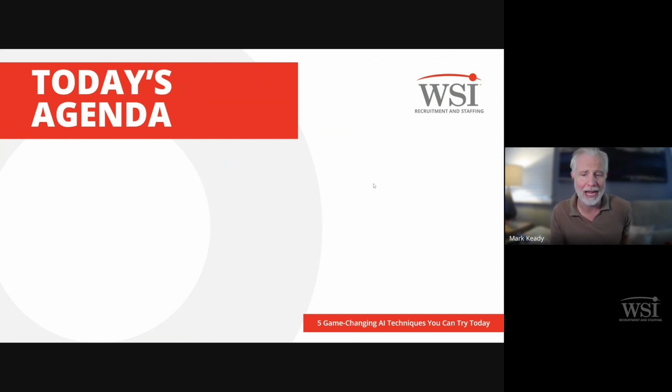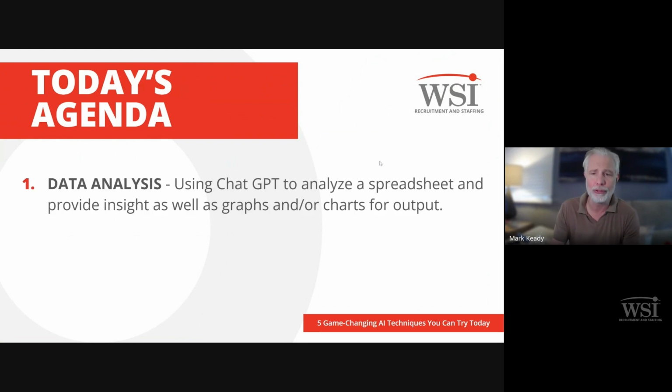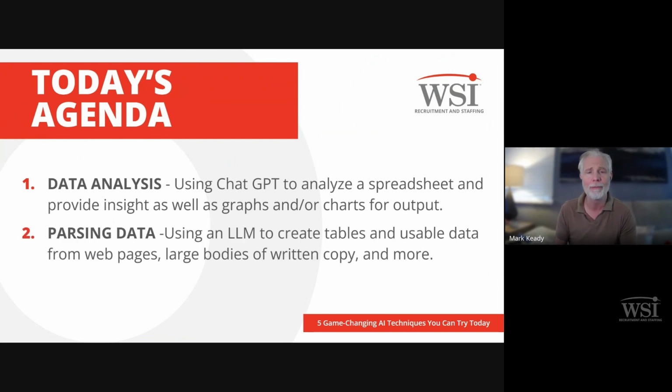When we talk about 5 game-changing AI techniques that you can use today, we'll run through those. The first one is called data analysis. We're going to use ChatGPT to analyze spreadsheets, provide insight, as well as graphs and charts for outputs. Then we're going to work on parsing data, taking all the data from various sources, maybe large written copies or whole PDFs. We'll show you a ton of different ways to take large amounts of data and get it down to just what you want.